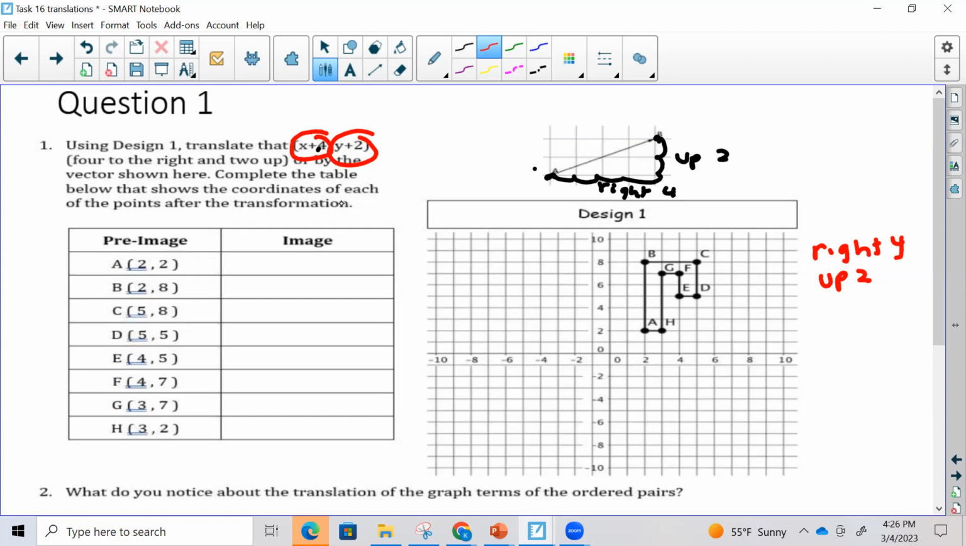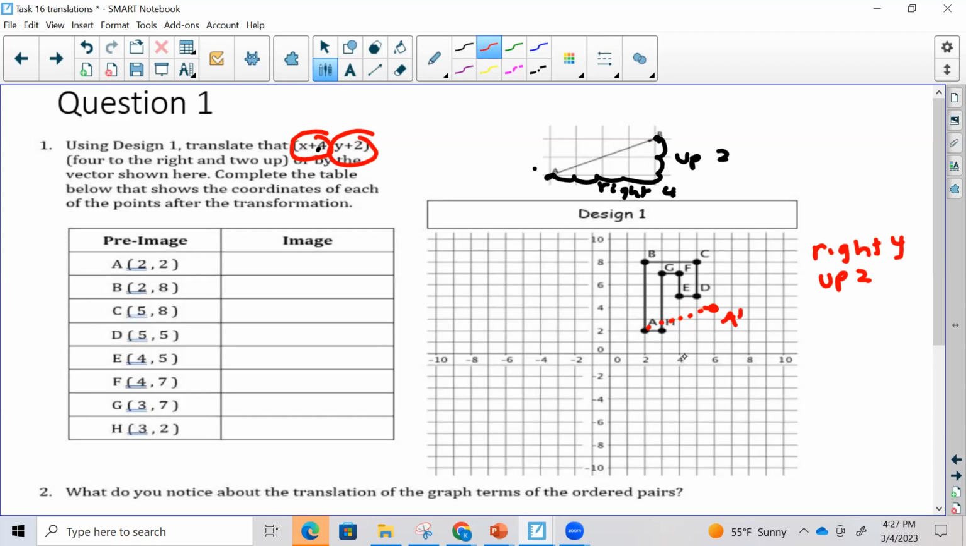Negative means left for the X value and down for the Y. So I take A, and from that point, I count right 1, 2, 3, 4, and then up 2, 1, 2, and make my new point A prime. And that distance between A and A prime, if I drew that like a line, should look like this vector, and that's a vector.